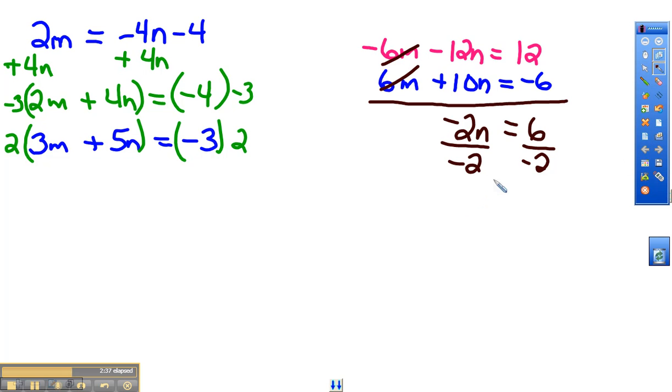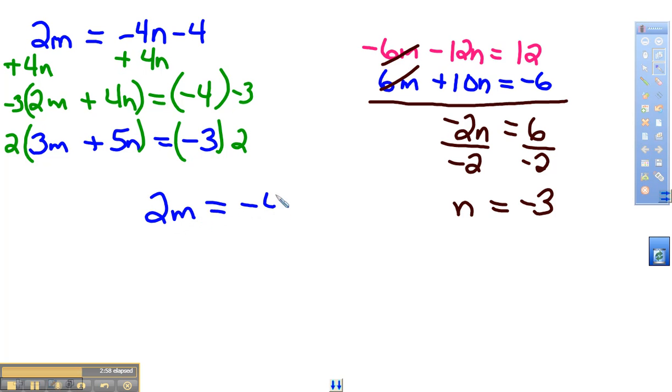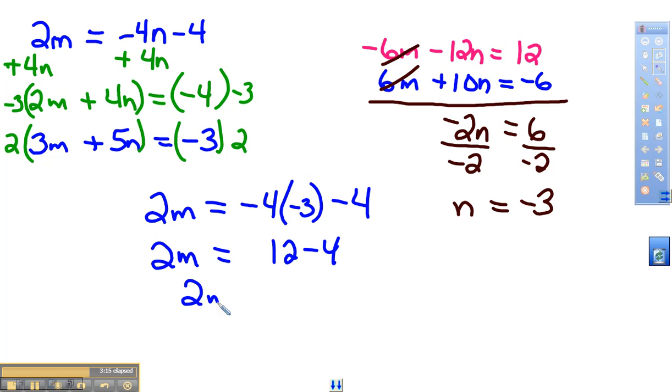And from there, all we have to do is take our negative 3 and substitute it into either of the original equations. I will start over here. 2m, we'll use the top equation, is equal to negative 4 times the negative 3 that our n is equal to, minus 4. Simplifying, we get 2m is equal to 12 minus 4. We get 2m is equal to 8. Divide by 2. And we get m is equal to 4.